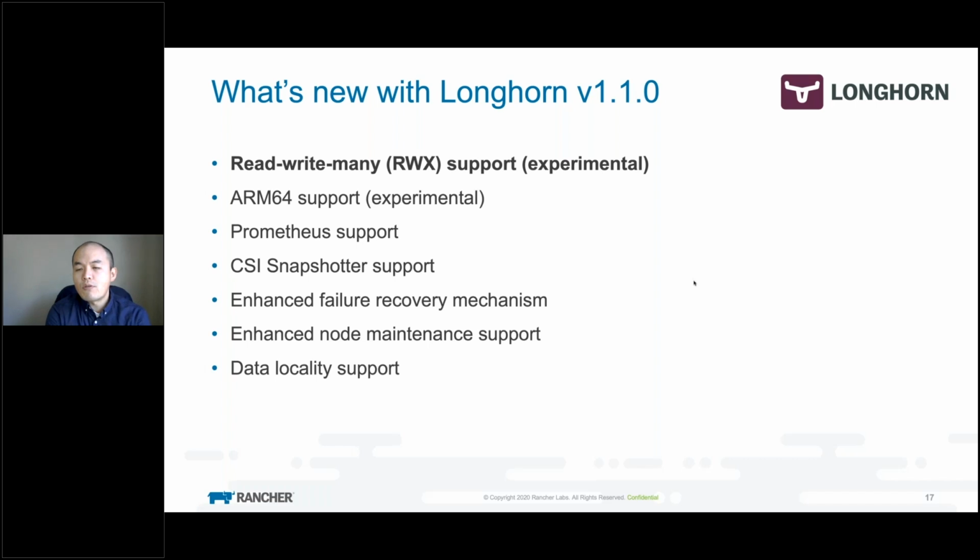So, what is new with Longhorn 1.1? For the 1.1 release, for the first time we have added native ReadWriteMany support. It's still marked as experimental because one part of this support still needs to be improved. If a node goes down, the downtime is still a little bit long, about 2 to 3 minutes. That's one part we are still looking to improve, and we are potentially going to address this issue in the next minor release.